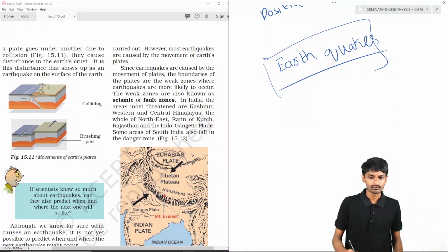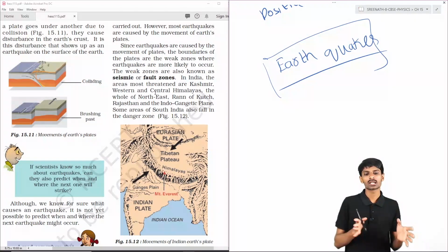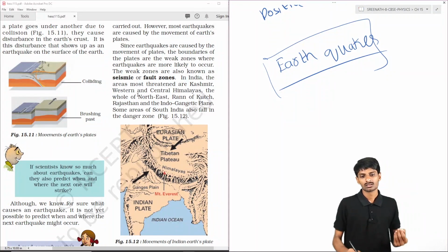So the boundaries of the plates are called the weak zones, and around the boundaries earthquakes are more frequent. Those weak zones are also known as seismic or fault zones.